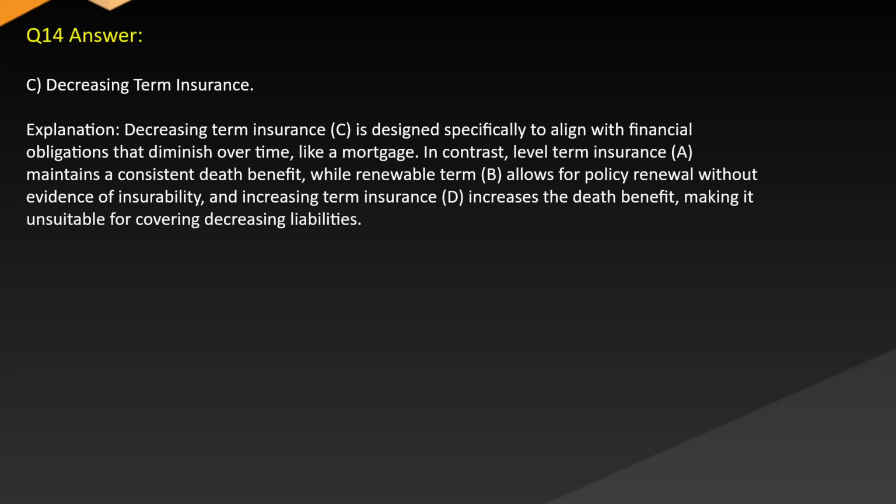Answer: C. Decreasing term insurance. Explanation: decreasing term insurance (C) is designed specifically to align with financial obligations that diminish over time, like a mortgage. In contrast, level term insurance (A) maintains a consistent death benefit, while renewable term (B) allows for policy renewal without evidence of insurability, and increasing term insurance (D) increases the death benefit, making it unsuitable for covering decreasing liabilities.